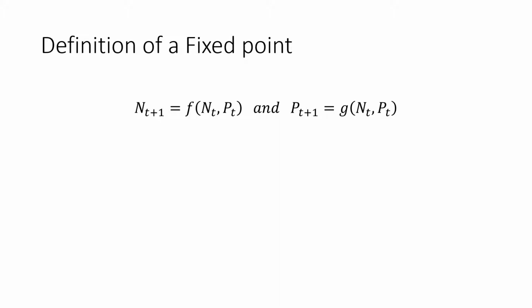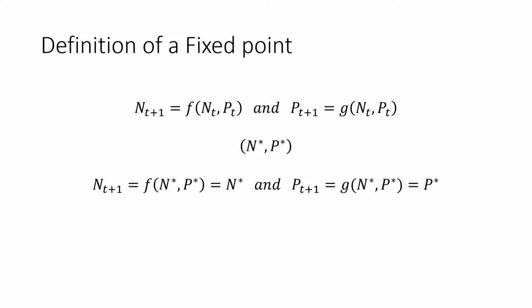As before, we want to find key behaviours in the system, so we will look for fixed points in the system. The definition of a fixed point is given by supposing that n star, p star is a fixed point of the governing equation. This implies that n_{t+1} is equal to n_t equal to n star, and p_{t+1} is equal to p_t equal to p star.